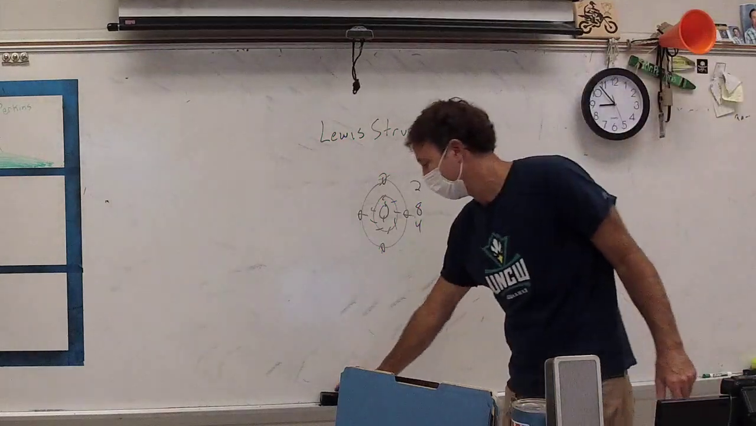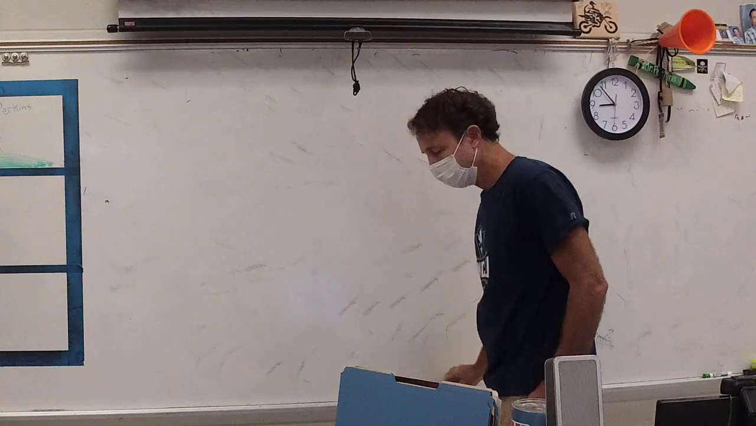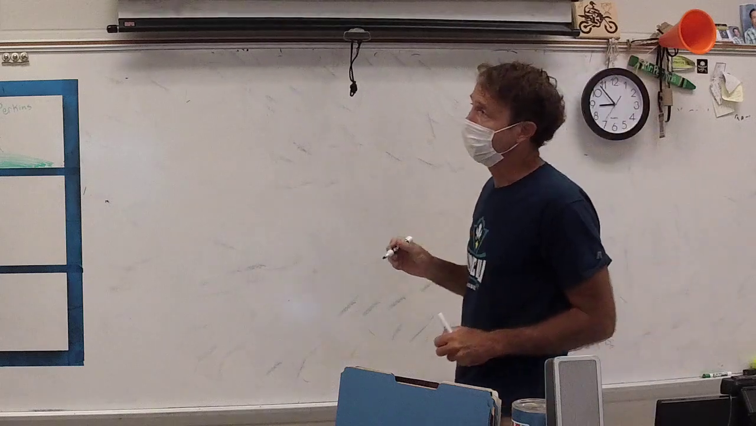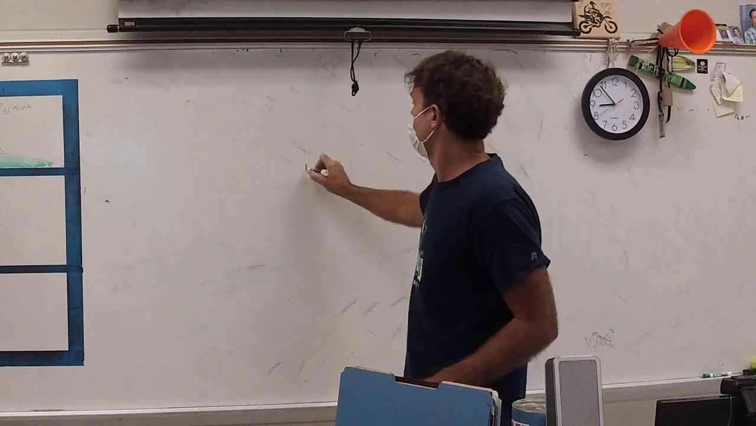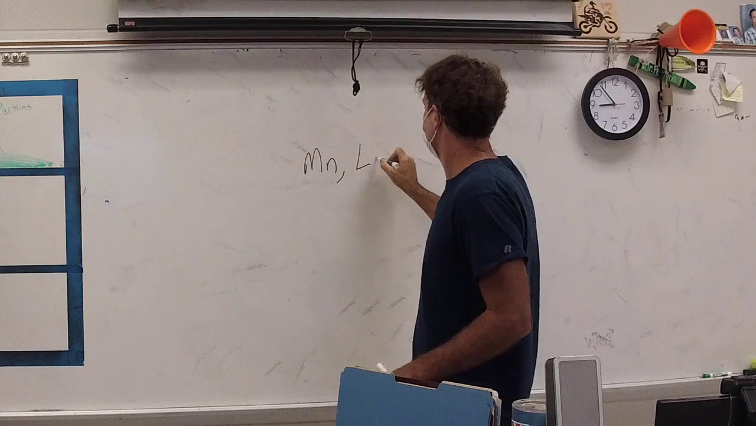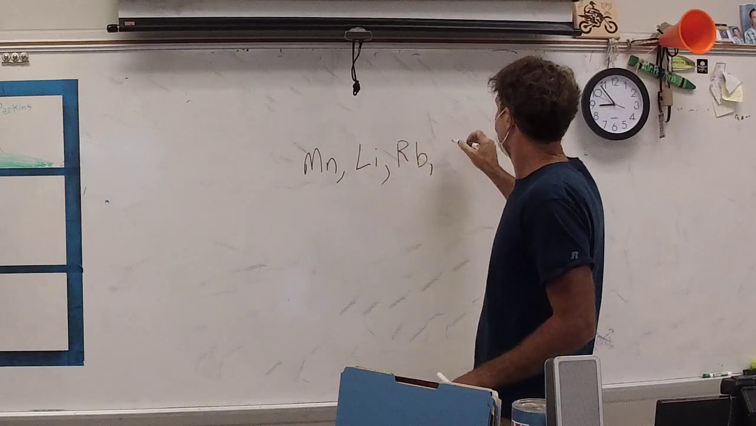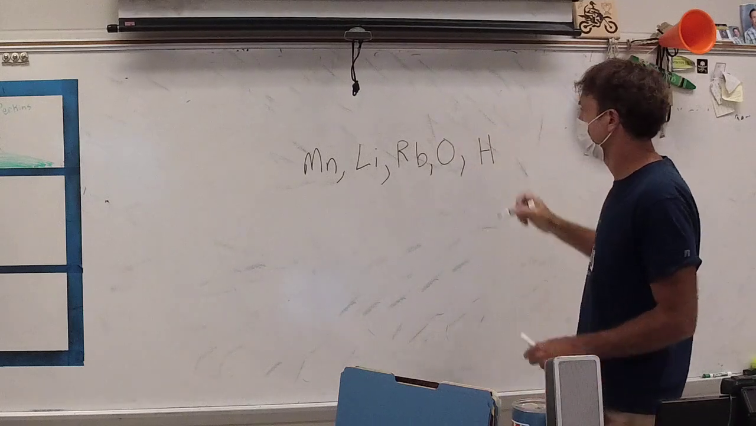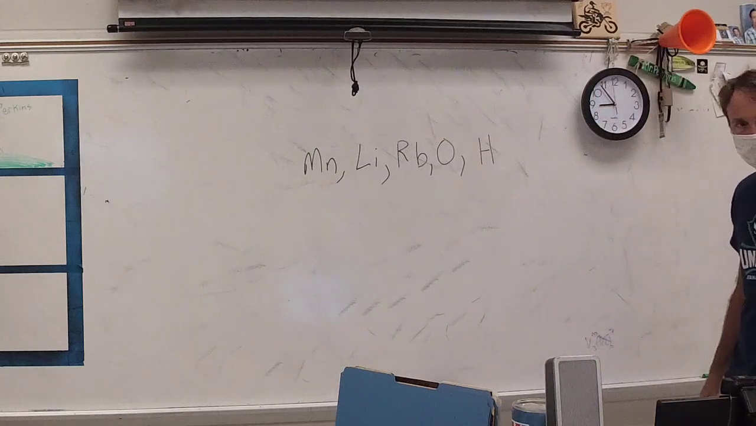So knowing this trend, I can ask you to put these atoms in order. And I'm going to ask the people at home, this is our last question on your Ed puzzle. And that would be, place these atoms, I'm going to have y'all do it here, in order. Go from biggest to smallest, all right? I'm going to give you manganese, lithium, rubidium, oxygen, and hydrogen, all right? Let's put those in order from biggest to smallest.